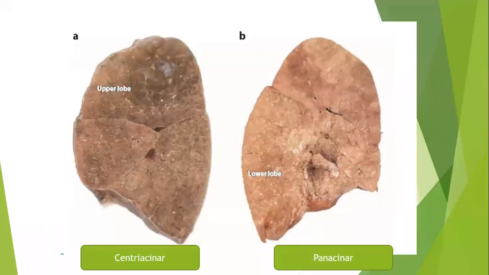In the centriacinar type of emphysema, your upper lobe is more affected than your lower lobe, whereas in panacinar it is the other way around. The lower lobe of your lung is more affected than your upper lobe.